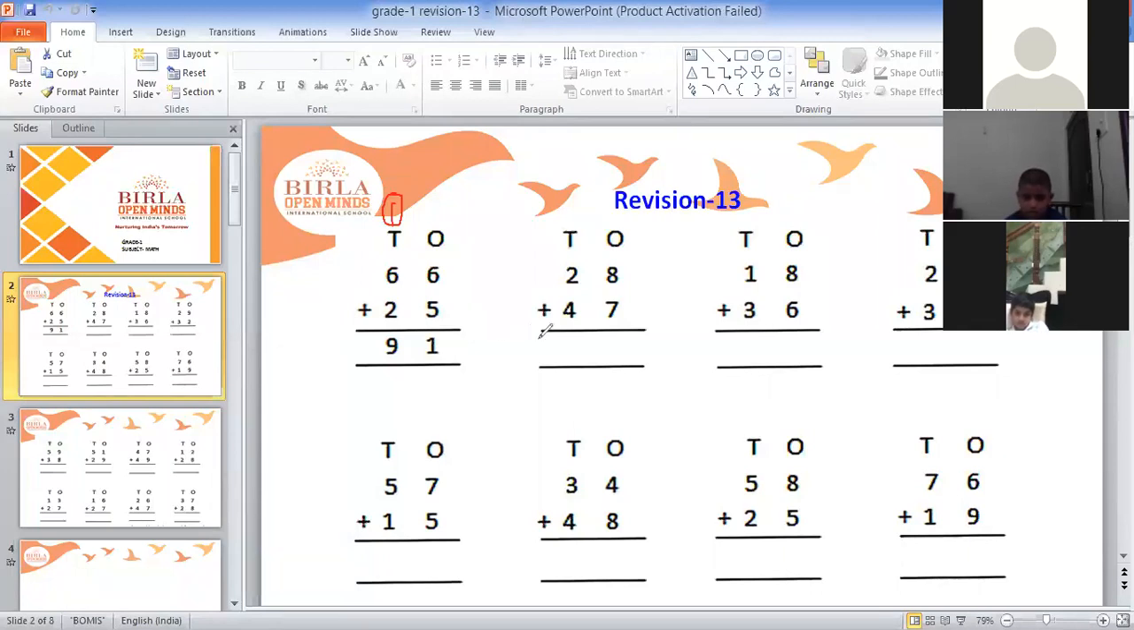Now your second bit, look here. The question is 28 plus 47. Now we will add the numbers in ones place first. In ones place, the numbers are 8 and 7. So 8 plus 7, how much? We will start counting after 8 and count forward 7. So 8 plus 7 is 15. So we will write 5 here and the 1 will go as carry over in tens place.